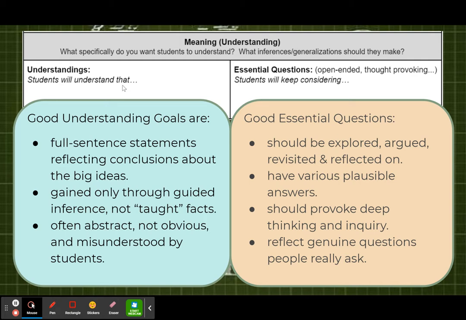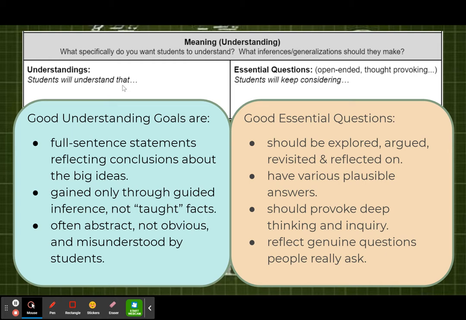Now, good essential questions should be explored, argued, revisited, and reflected on. So they don't just have one right answer. They have various plausible answers, hence why we can continue to explore them and debate them and keep revisiting them to continue to grow our understanding over the course of the unit.